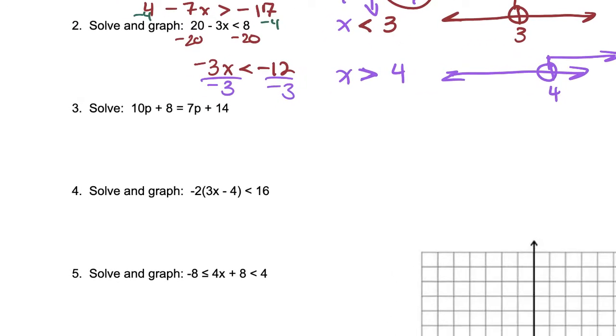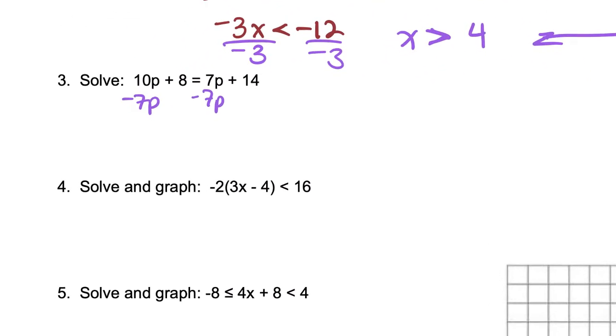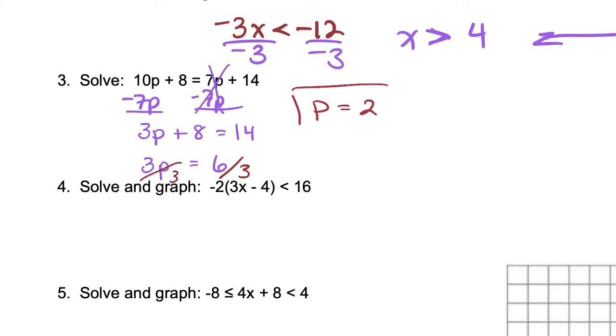Problem 3, just an equation. Subtract 7p. Making sure I'm giving you guys a review guide, not the actual final, because the final looks just like this almost. Subtract 7p, giving me 3p plus 8 equals 14. Subtract 8. 14 minus 8 is 6, and divide by 3 to get 2. 6 over 3 is just 2. We're done.